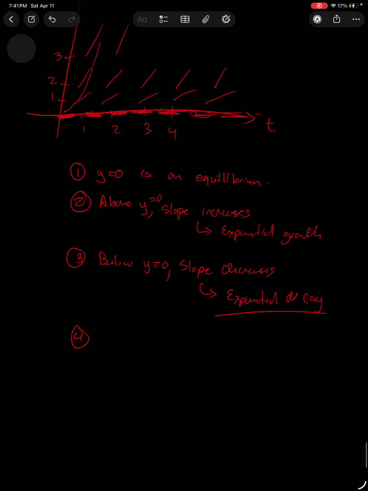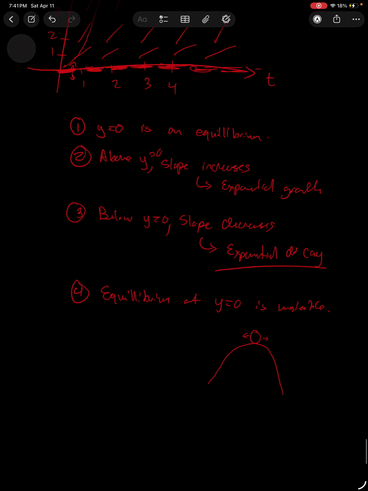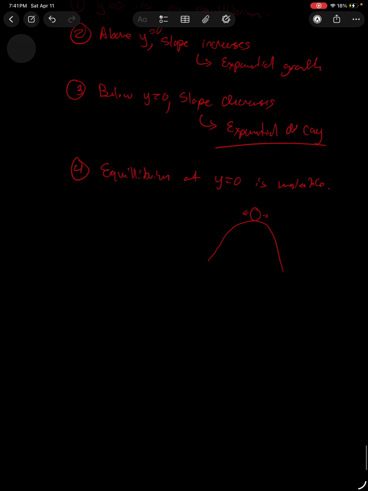For the equilibrium at y equals 0 is unstable. Right, it's like a ball sitting at the top of the hill. If you push it a little bit in either direction, if you go up a little bit off 0 or down a little bit off 0, then you're gonna just increase in speed and keep going. So that's what we mean by stable and unstable equilibria.